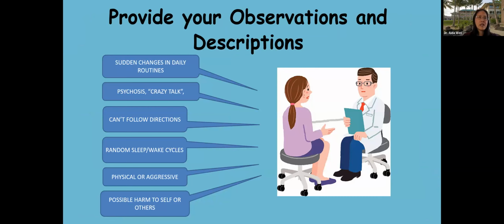Can't follow directions, can't focus, having random sleep-wake cycles, and letting them know about whether or not they are physically aggressive, or possible harm to self or others. That sort of helps the provider figure out how severe this problem is and how to best manage it.